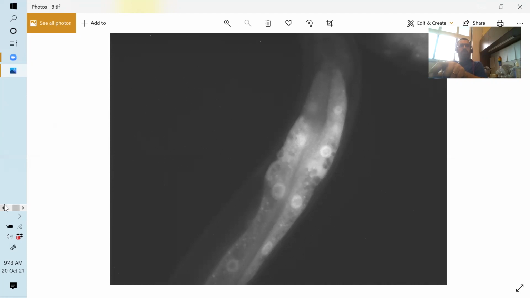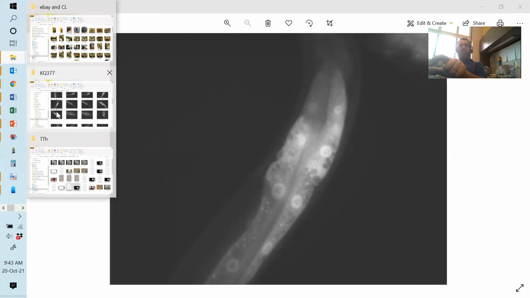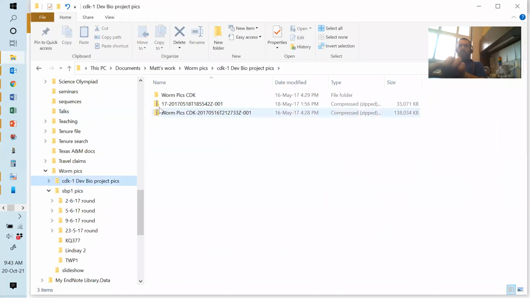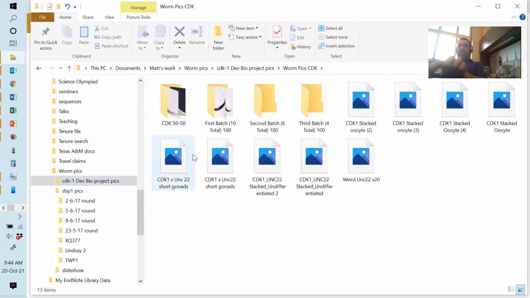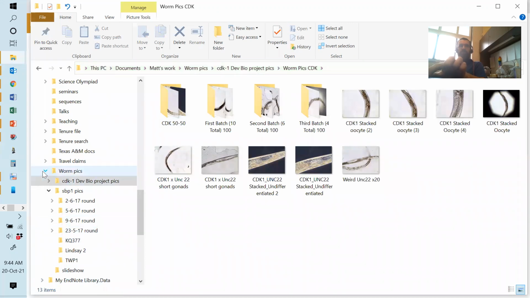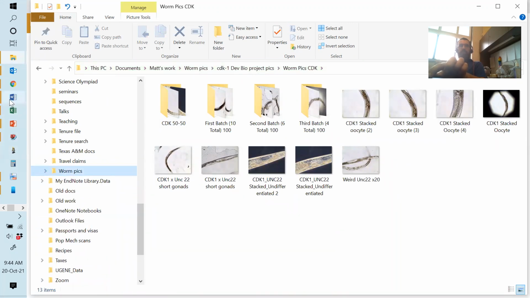And so my aim was to basically use that as, let's see if I can get some nicer pictures. Oh no, that's CDK. Don't want that. Anyway, I can't find those easily.